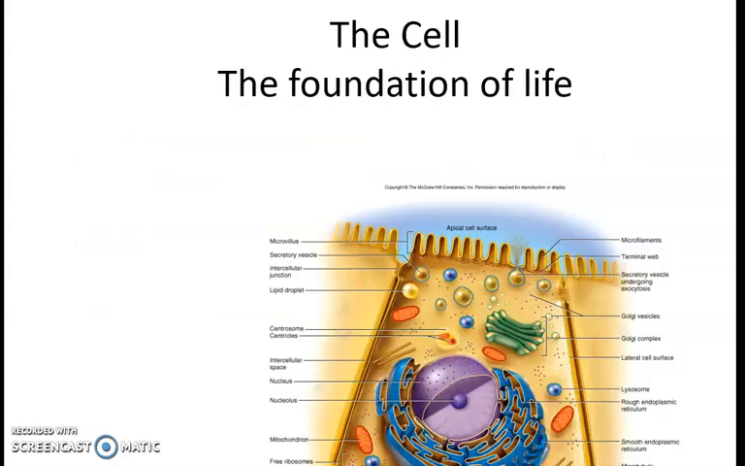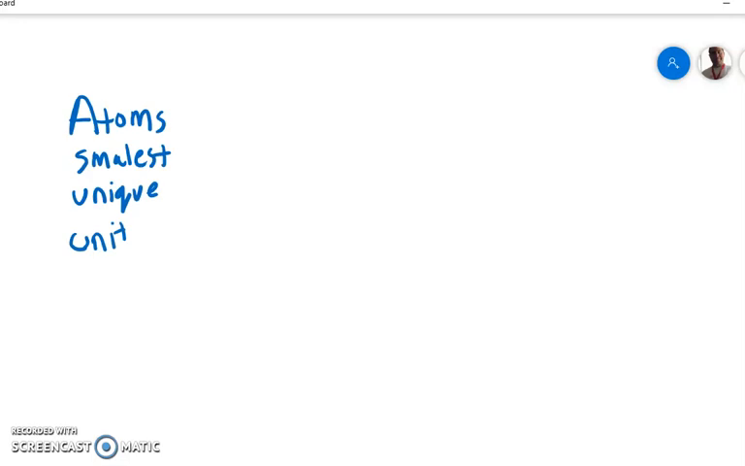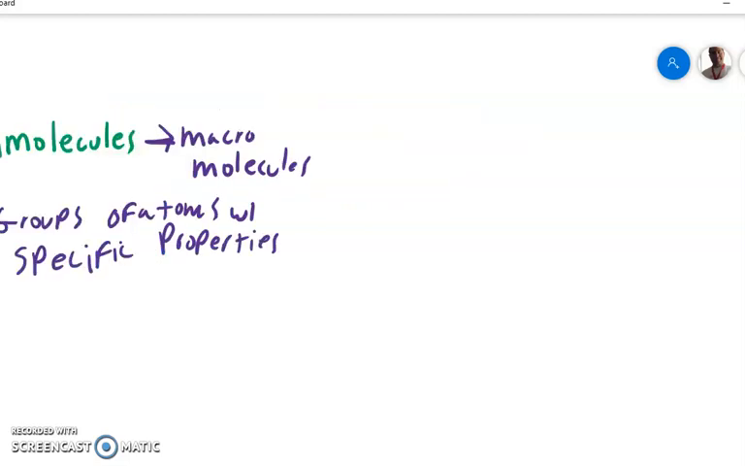Welcome to Chapter 2. We are going to be looking at the cell. If you remember from last class, atoms make up everything. I believe I gave you the definition. They are the smallest unique unit, and they make molecules and macromolecules. Molecules and macromolecules are groups of atoms with specific properties. This is important because molecules make up cells.